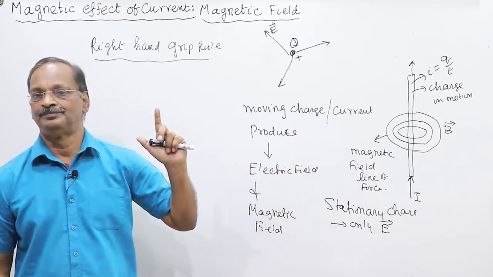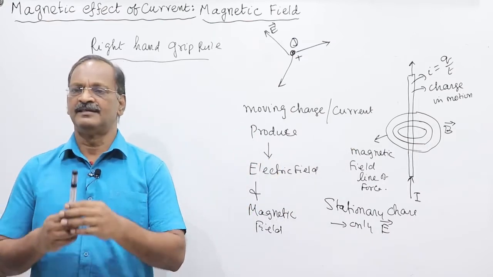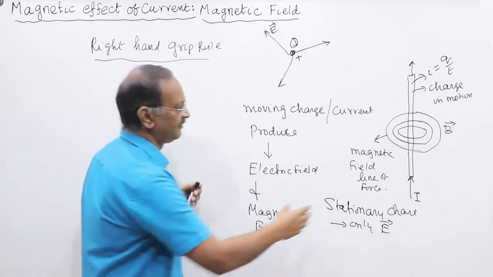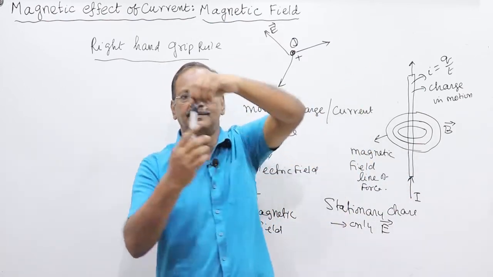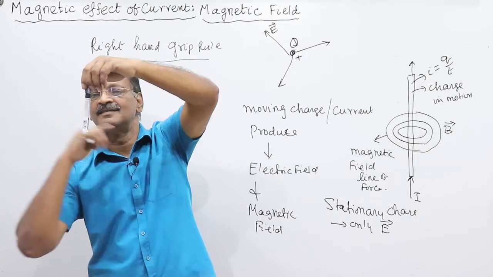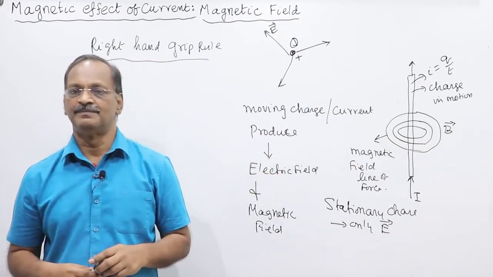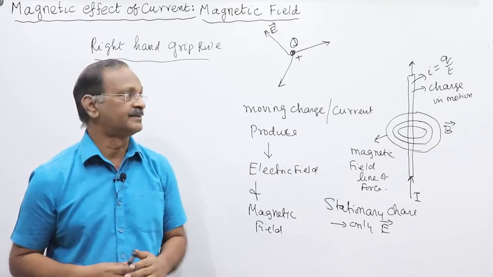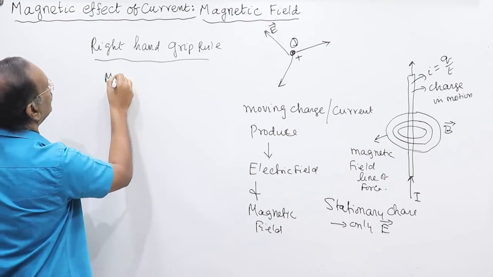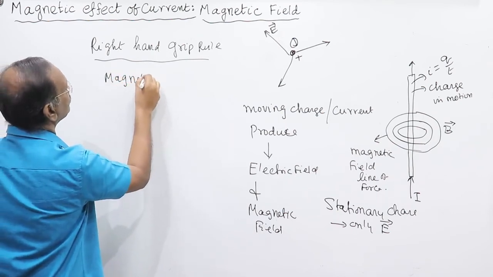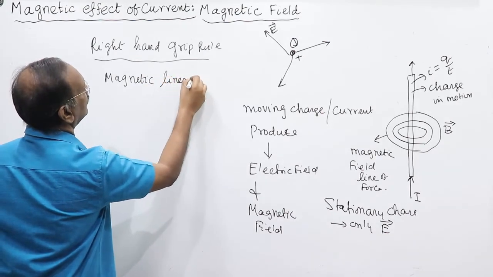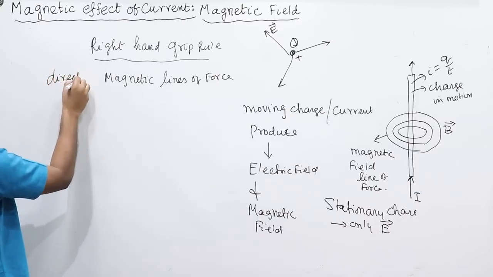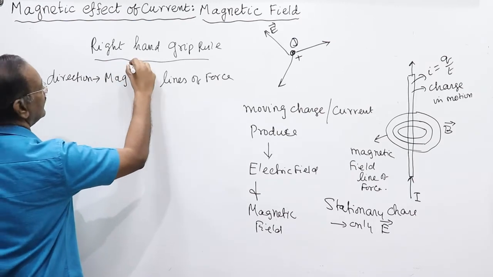How? Let us see. Assume this is the wire, and the current is flowing from bottom to top. Around it, in the form of concentric circles, magnetic field lines are produced. So how to find out the direction of magnetic lines of force? This is given by the right hand grip rule.